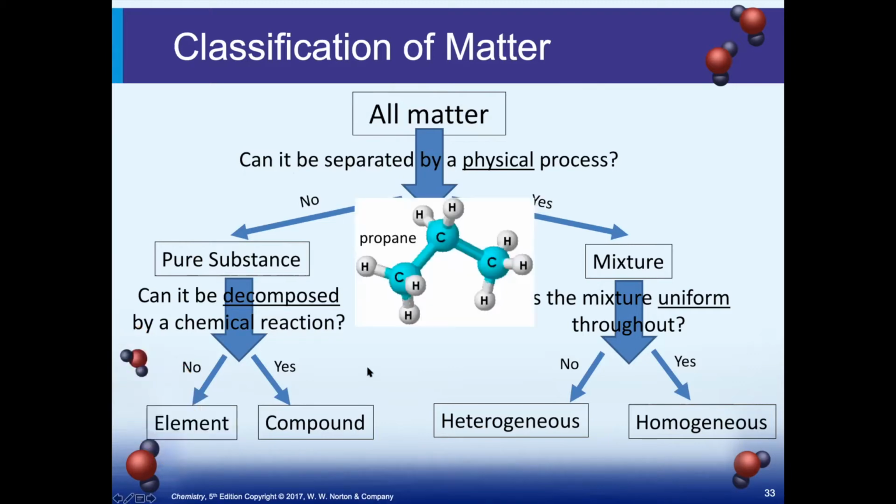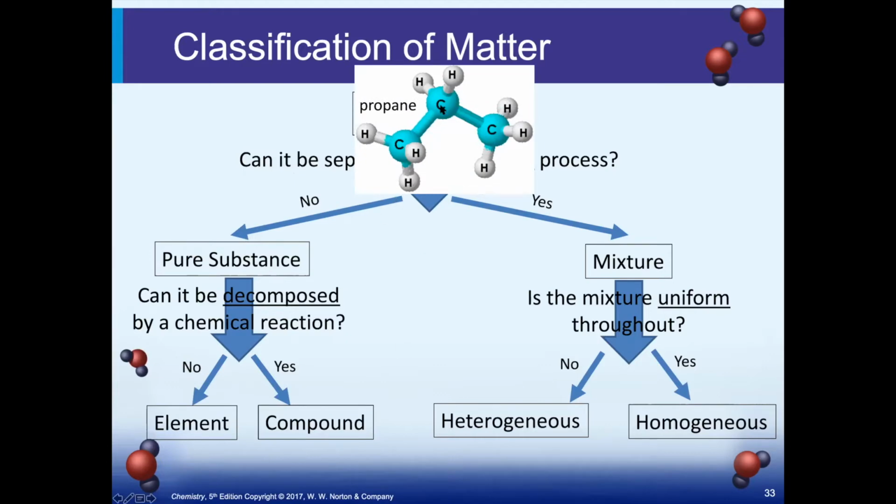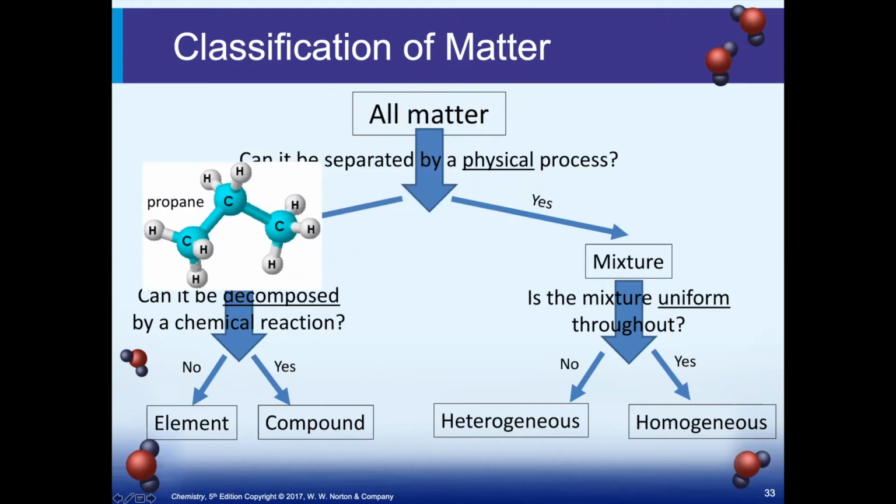Let's do another one. Now we have propane, which you use in barbecue grills and things like that. So let's say we have a tank of propane. The first question is, can that be separated into components by some sort of physical process? Well, once again, no, because it's just one type of substance. So it is a pure substance.